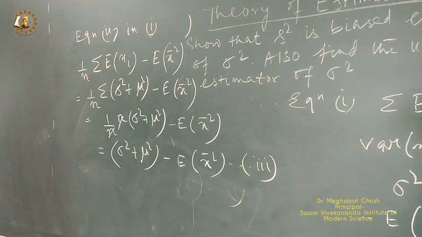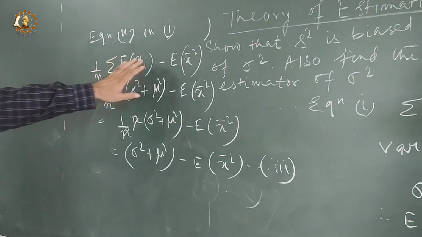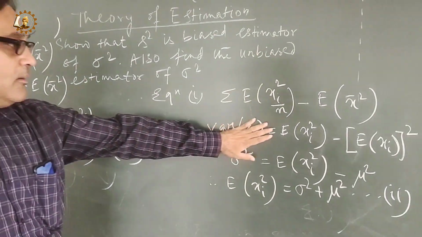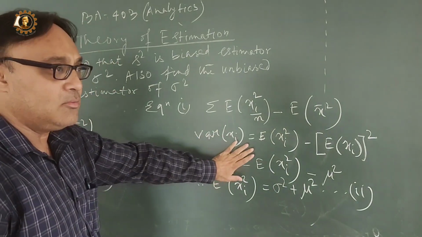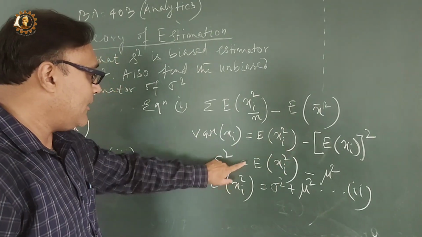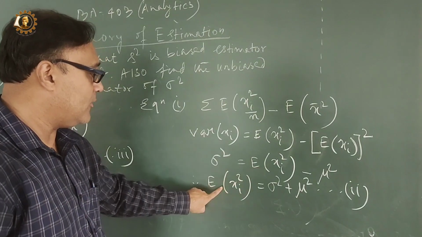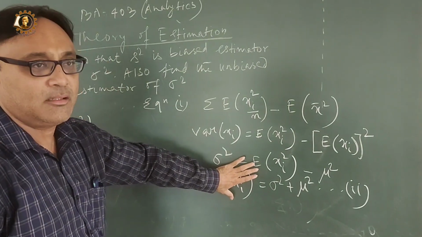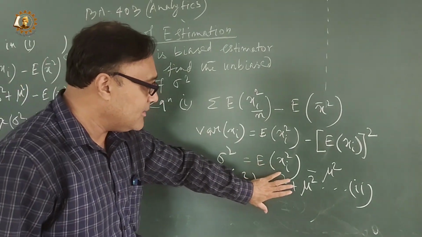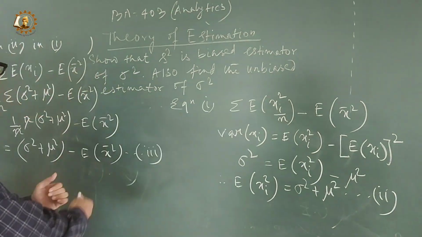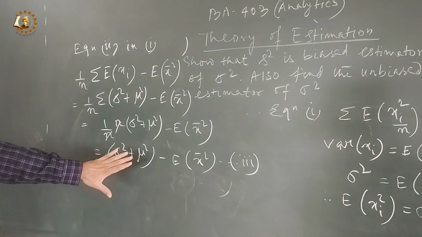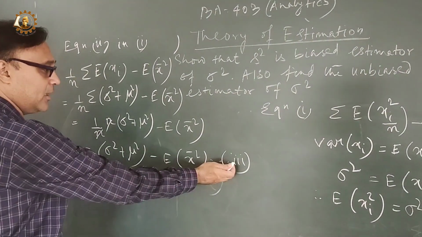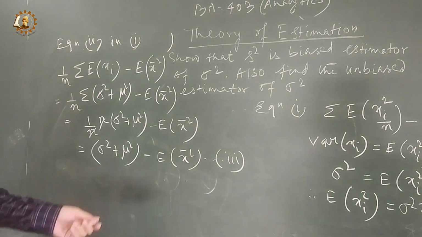This is my equation 3. I am putting the value from the definition. We know that variance of xi is this. So I am putting the value over here and then finding E of xi square. I am replacing the expression of E of xi square by sigma square plus mu square. Replacing this in equation 1, I am ultimately getting this value. This is nothing but my equation 3.